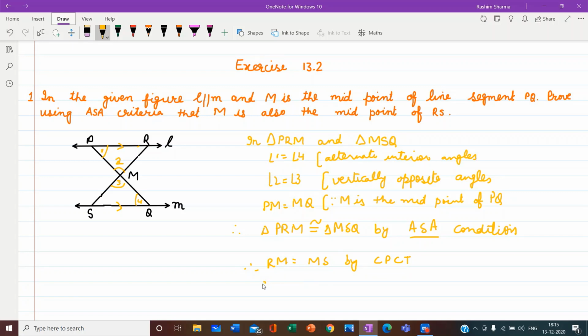Alright, so M is midpoint of RS. This is what we had to prove.